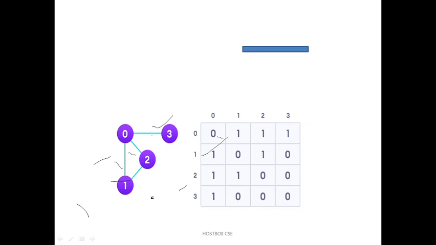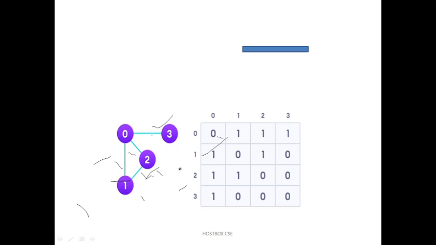Then 1 to 1, self node not possible. So we can write 0. Then 1 to 2, yeah, edge is available, yes. So I can write 1. Similarly 1 to 3, there is no connection. So we can write 0 only.